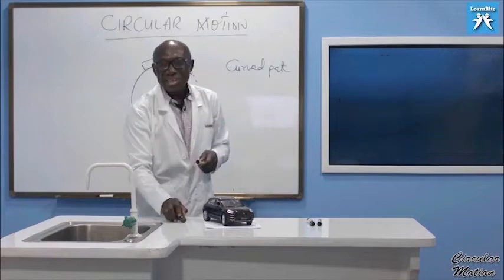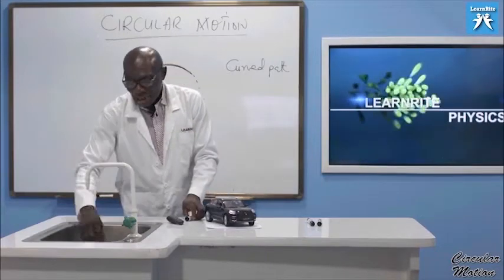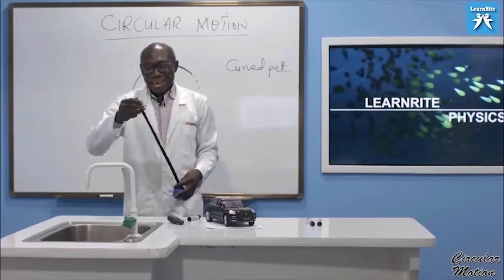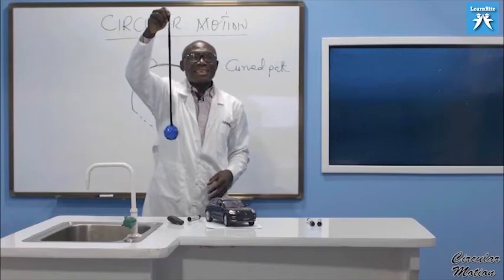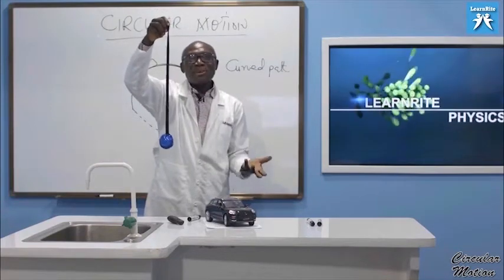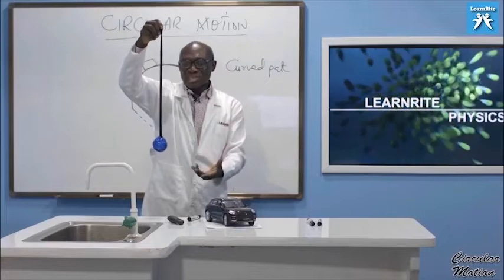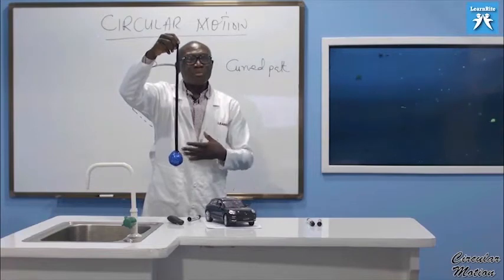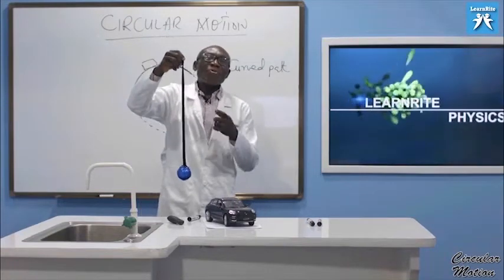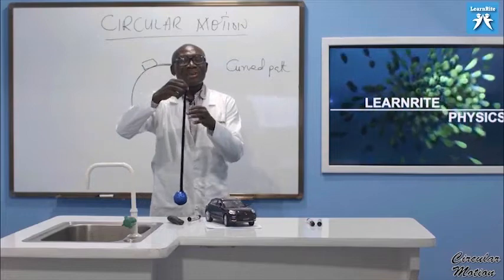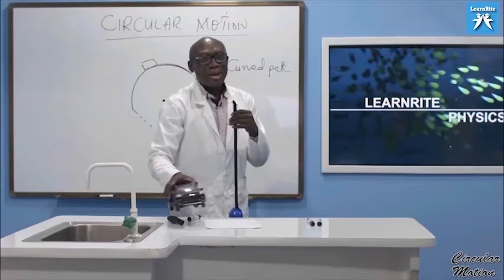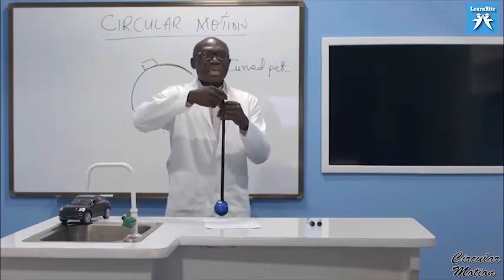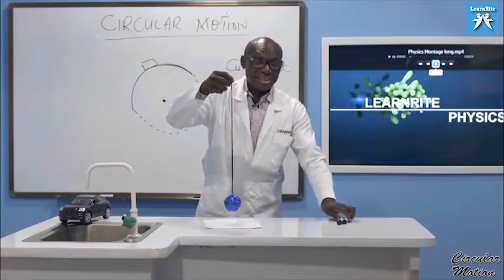We haven't finished. Let's look at another example where we can take a pendulum. You know, a pendulum is a rope with a load tied to it. That's what we call a simple pendulum. Now we are going to use this one again to demonstrate circular motion. Now look at it carefully.